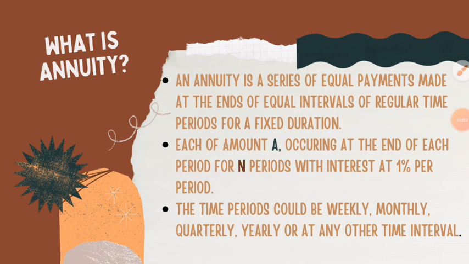Next, what is an annuity? An annuity is a series of equal payments made at the ends of equal intervals of regular time periods for a fixed duration. Each amount A occurs at the end of each period for n periods with interest at i% per period. The time periods could be weekly, monthly, quarterly, yearly, or at any other time interval.